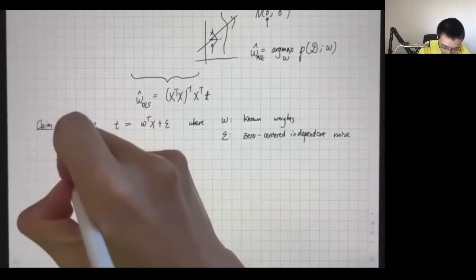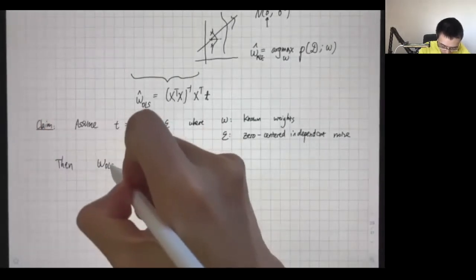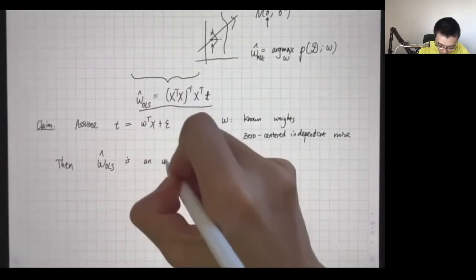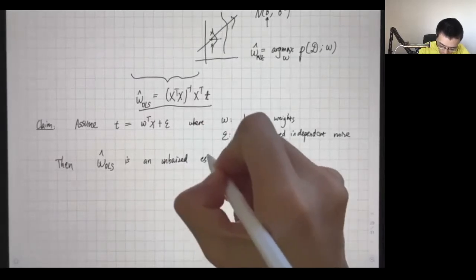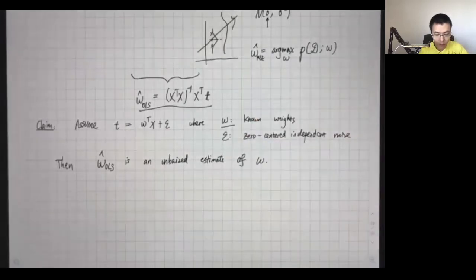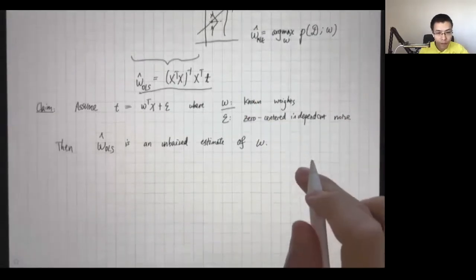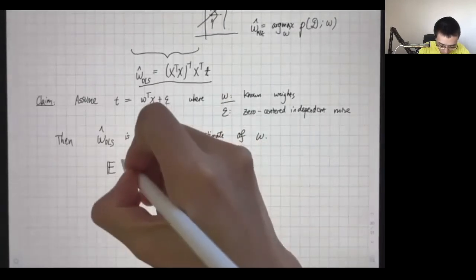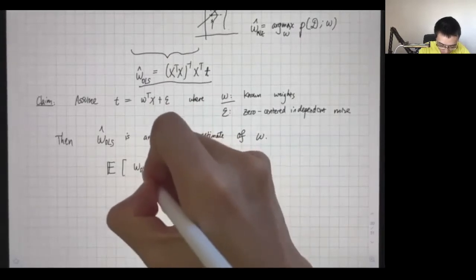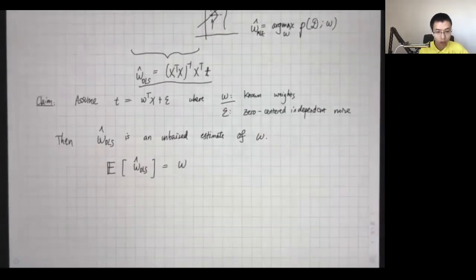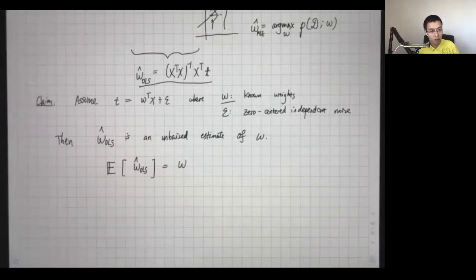Then W OLS, which is this term, is an unbiased estimate of omega, my true weights. By saying unbiased, I'm just saying the expectation of my OLS is indeed omega. This is the definition, the meaning of saying it's an unbiased estimate.